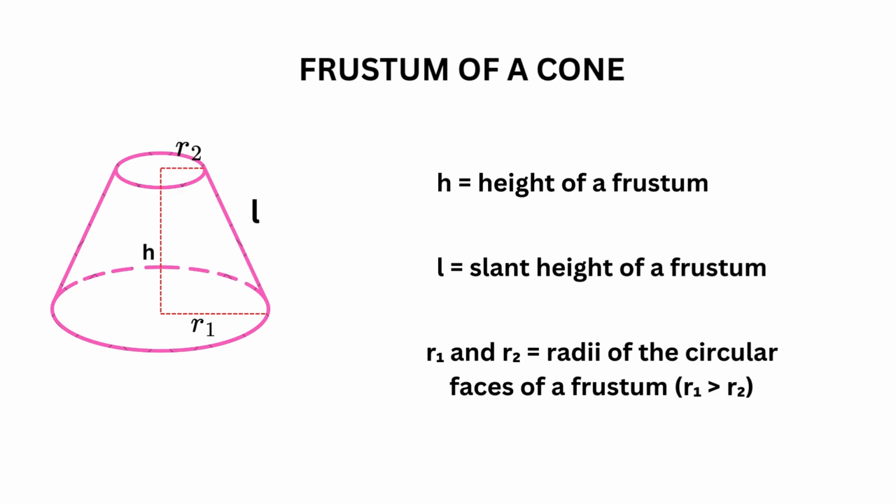The dimensions are labeled as follows: h equals the height of a frustum, L equals the slant height of a frustum, R1 and R2 equal the radii of the circular faces of a frustum. Note that R1 is greater than R2, meaning R1 is the radius of the larger base, and R2 is the radius of the smaller base.